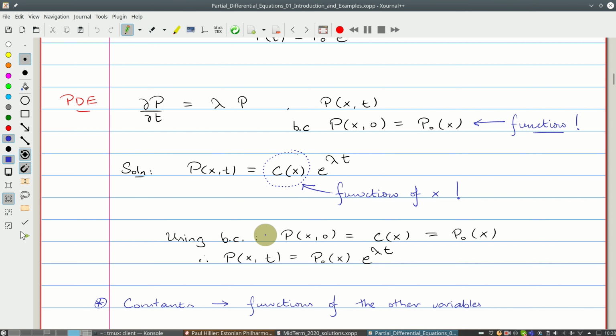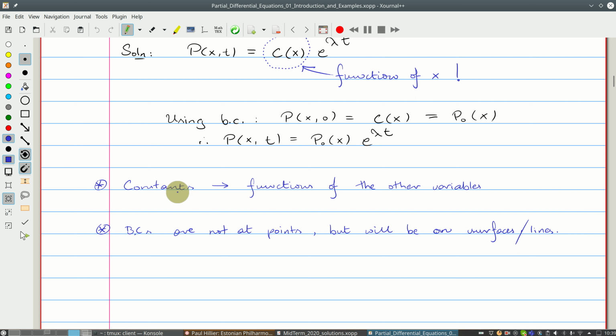So now we need to apply a boundary condition, and the boundary condition is that at time t is equal to 0, so this is when the exponential is 1, then p of x comma 0 is equal to p naught of x. Therefore, this function c of x is equal to p naught of x. And the full solution then is of this form. So you can see what's happened here. Let's just summarize. Where we had constants, we now have functions of the other variables. Where we had boundary conditions specified at particular points, we now have boundary conditions specified on surfaces or lines. And this is something we're going to see often when solving partial differential equations.